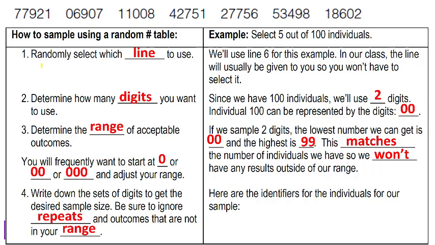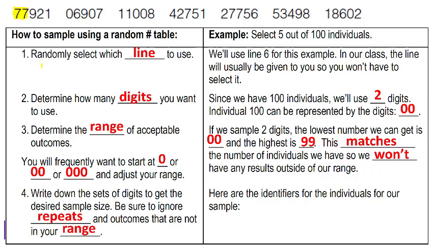So if we had repeats for sampling, we don't normally want to survey or sample the same individual twice. That's why we ignore repeats. And I will show you some examples where we can have individuals or numbers outside of the range for our individuals.